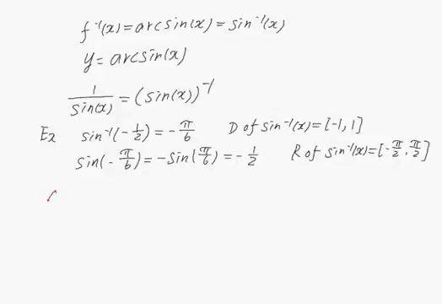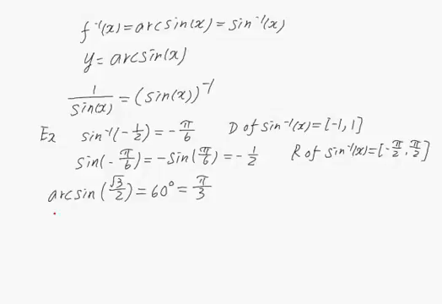Now let's look at another one. Arc sine of the root of 3 over 2. What is the angle for this arc sine of the root of 3 over 2? 60, right? So 60 degrees. Or you may write it as pi over 3.